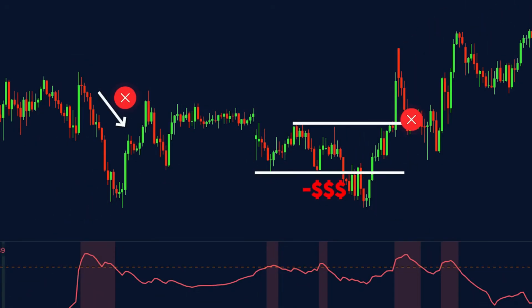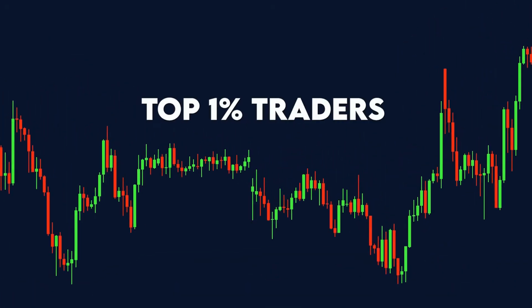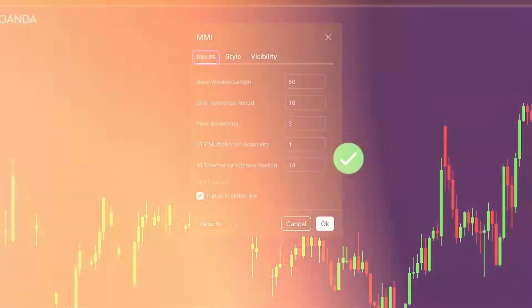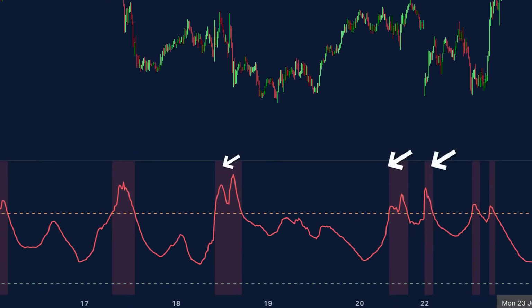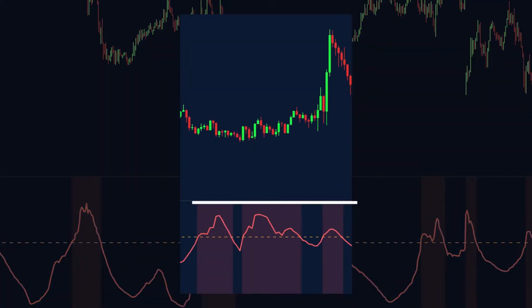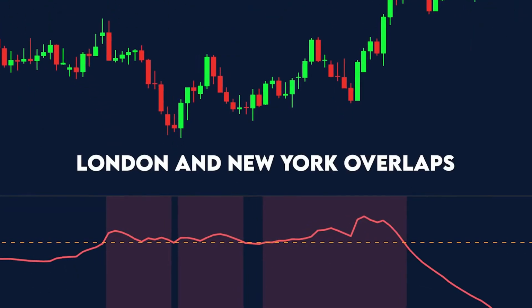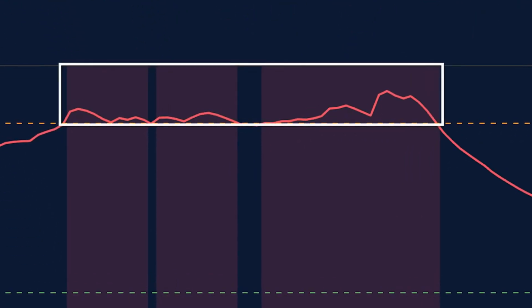Now, manipulation patterns vary, which is why the top 1% traders optimize for different markets. For Forex pairs, set your period to 18 and smoothing to 4. Central banks manipulate Forex differently than other markets, creating longer manipulation cycles that require wider analysis windows. Pay special attention during London and New York overlaps when institutional manipulation is most common.